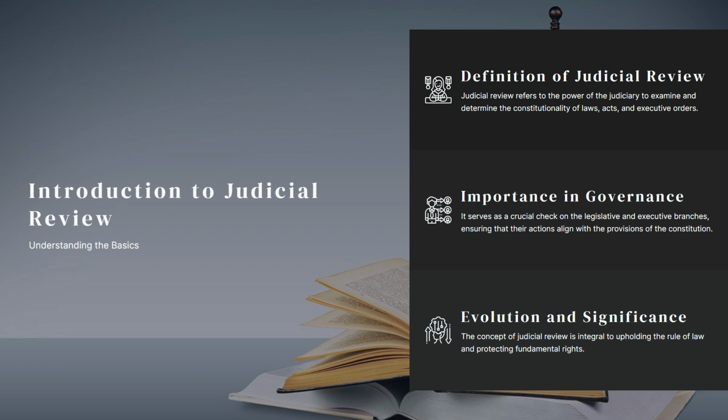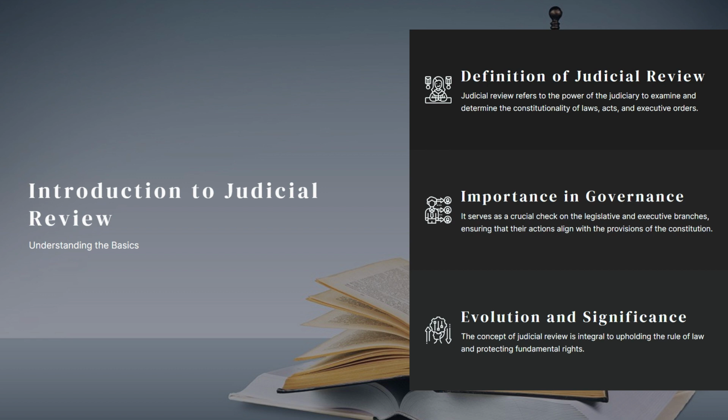The scope and mechanism of judicial review encompasses various forms and mechanisms, including constitutional review, statutory interpretation, and administrative review. Constitutional review involves assessing the compatibility of laws and government actions with constitutional provisions, while statutory interpretation entails interpreting legislative enactments in light of constitutional principles. Administrative review involves scrutinizing the legality and procedural fairness of administrative decisions, ensuring adherence to the principles of natural justice and procedural due process.